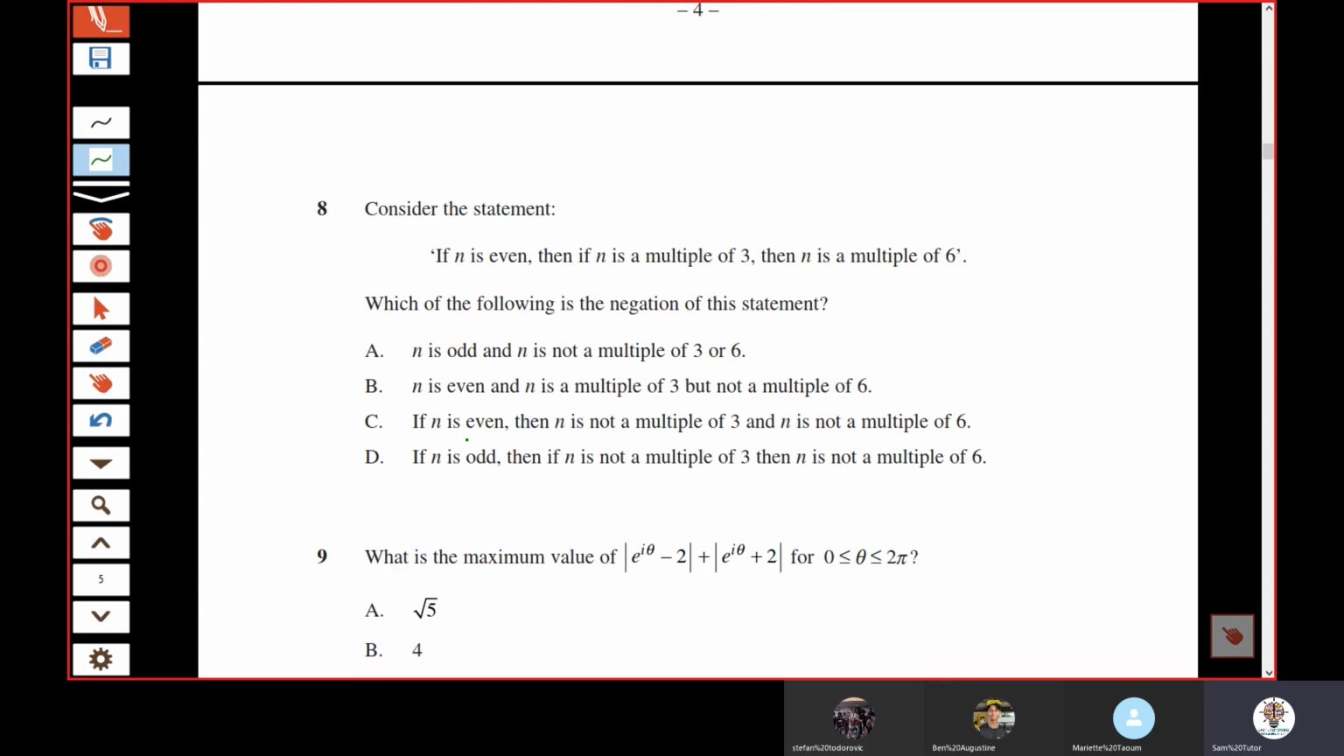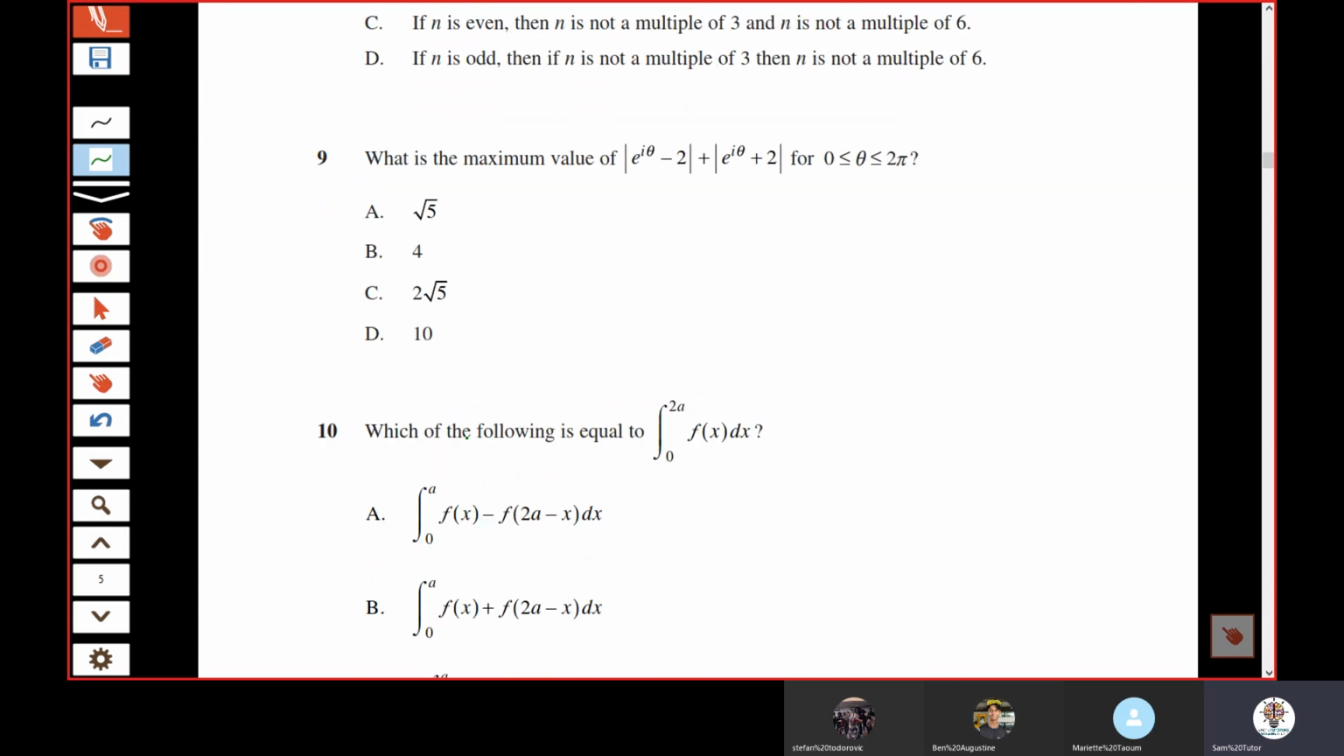That's part of proofs, not for us. What is the maximum value of the modulus of e^(iθ) minus 2 plus e^(iθ) plus 2? Now, e^(iθ) just means cis θ. So a little bit of a trickier one. There are a few ways around it. When it's saying what is the maximum value, it's essentially trying to say this.